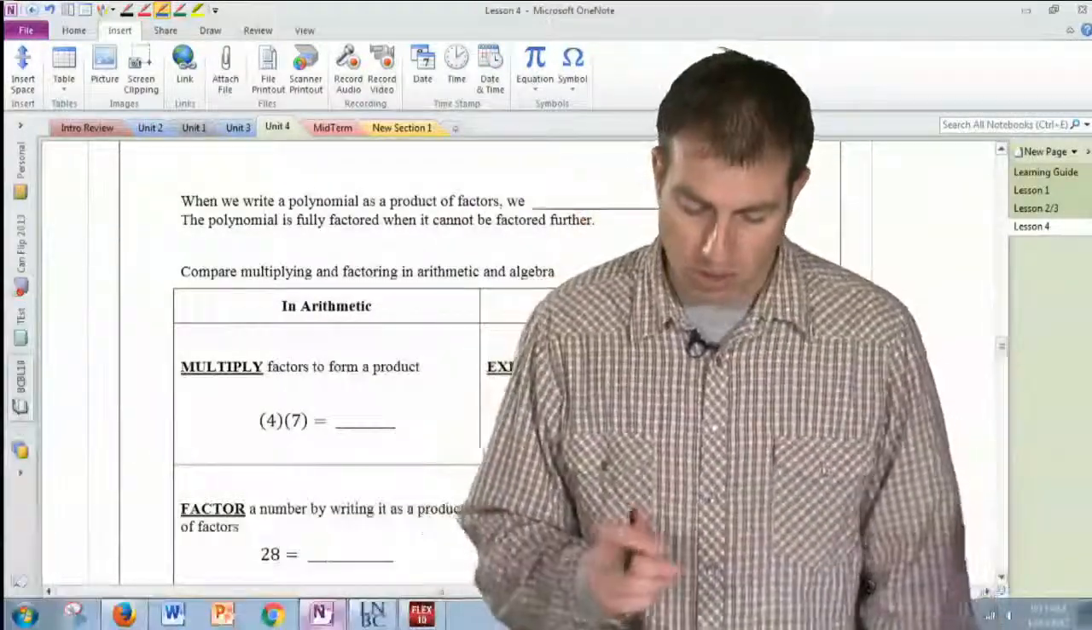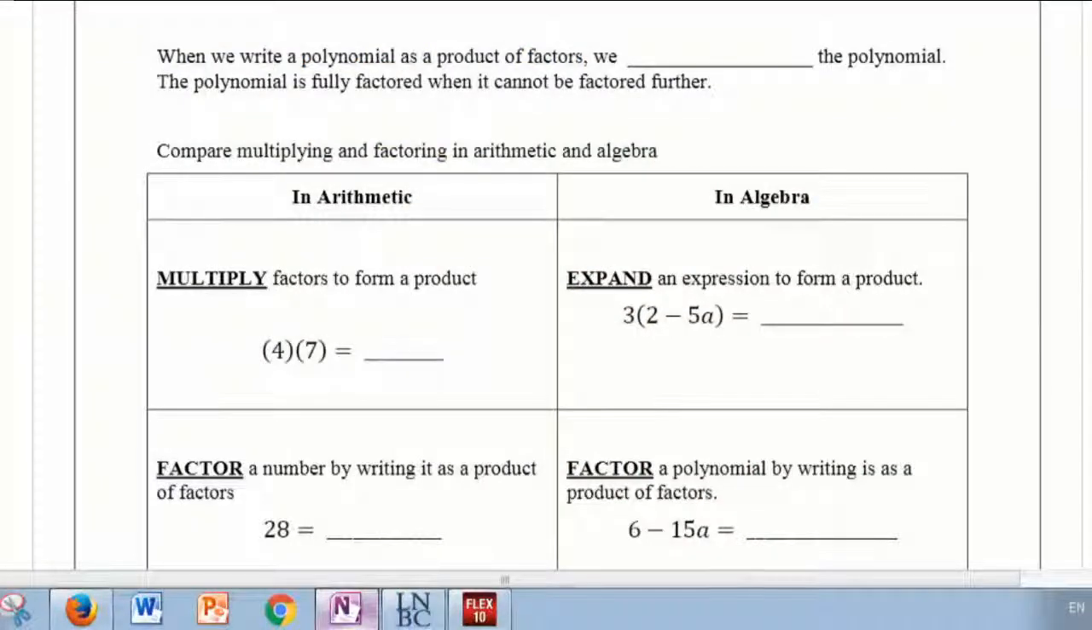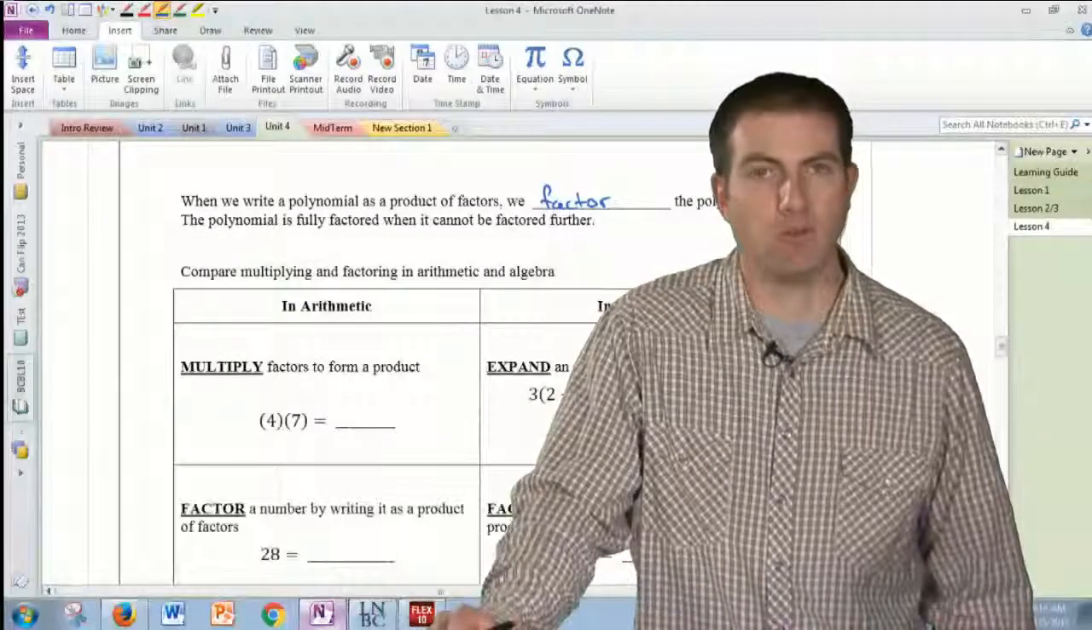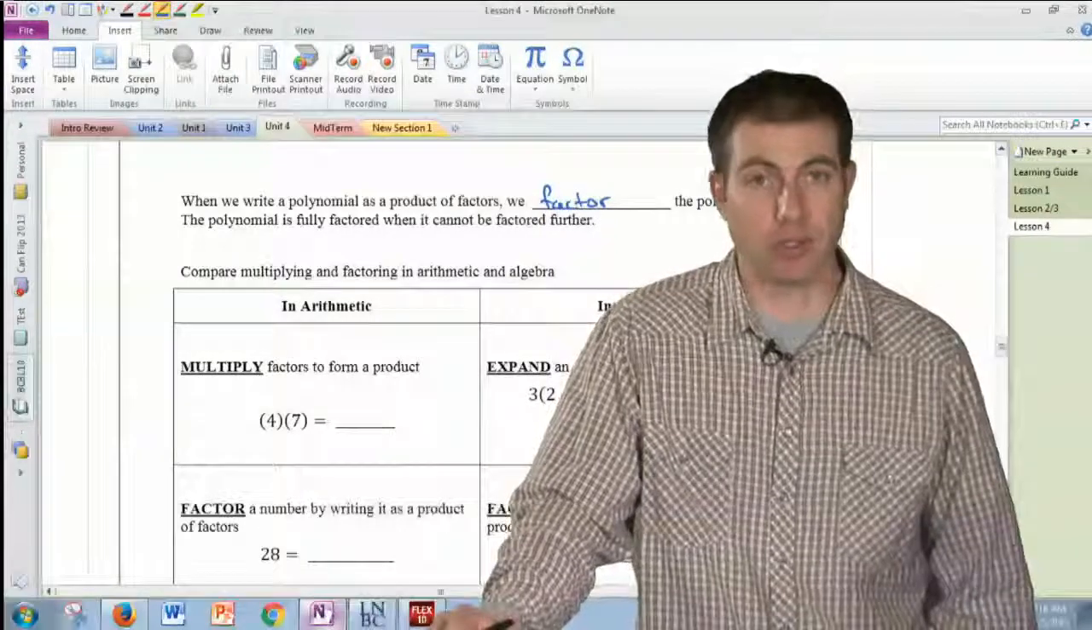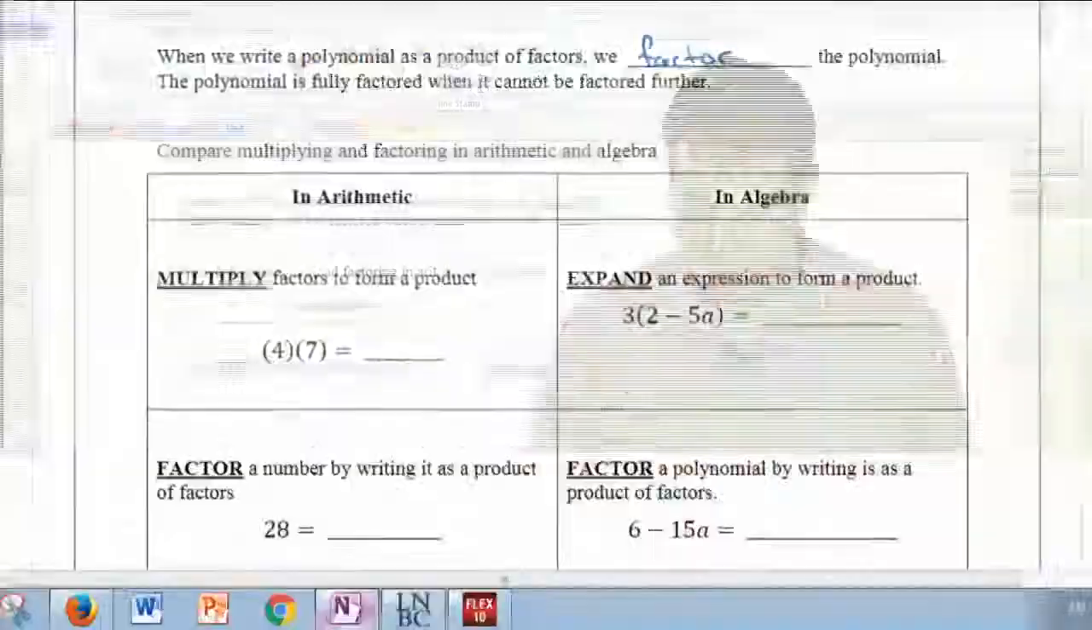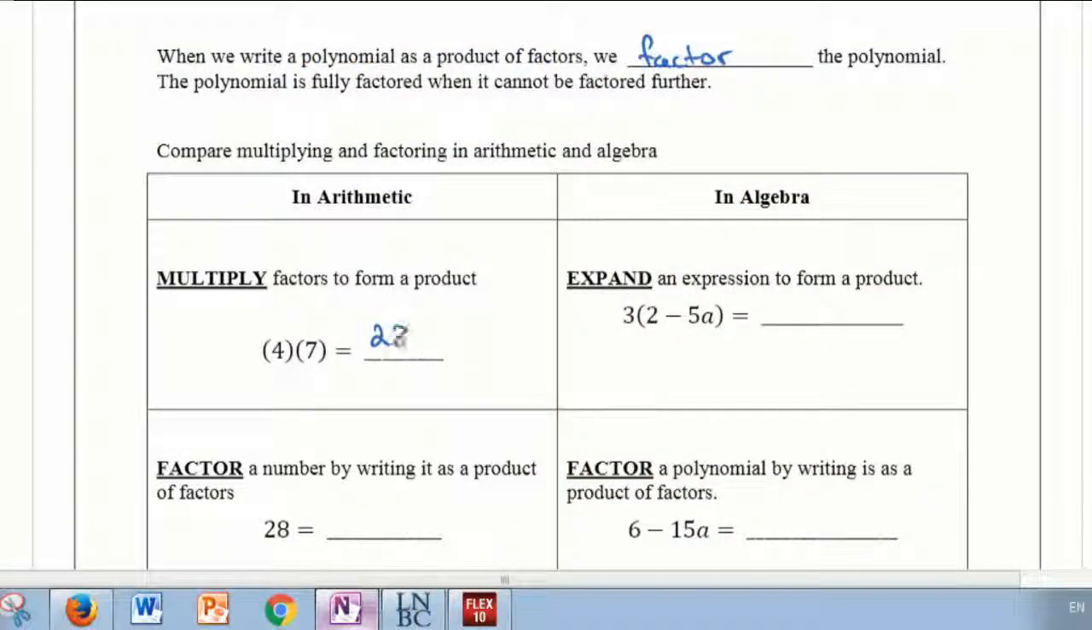When we write a polynomial as a product of factors, we factor the polynomial. So we're going to spend some time talking about factoring. In arithmetic, if we were dealing with just numbers, if we had 4 and 7, we multiply those together. That would be a product, multiplication product, both the same thing. 4 times 7 gives us 28.